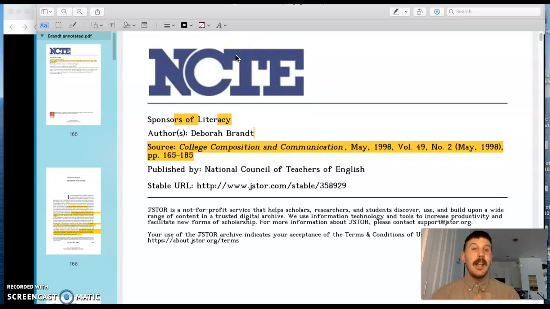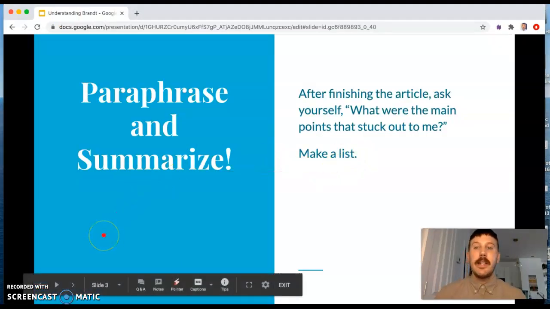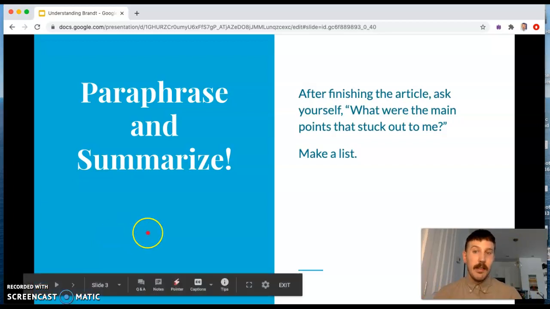So these are all ways that you can use your PDF readers to annotate the text that you're reading, which I think is a really important way to stay engaged as you're reading and, again, to pursue active reading strategies as you're going through. The second thing I would recommend is to paraphrase and summarize. This is something you can do as you go through, but sometimes it's the most helpful to do this after you finish the entire piece. After finishing the article, ask yourself, what were the main points that stuck out to me, and make a list. That's a good way of synthesizing what you just read and kind of forces you to articulate some difficult ideas. So that's another thing that I would encourage.